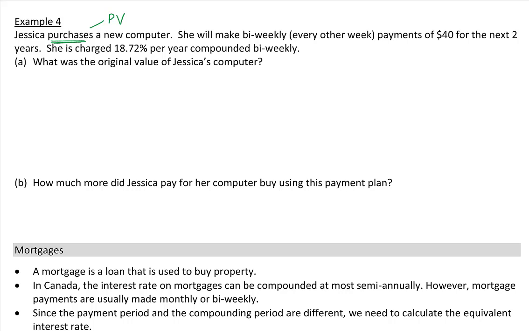And she's charged 18.72% per year compounded bi-weekly. What was the original value of Jessica's computer? What we're looking for is what's called the present value. So we have PV equals R times 1 minus 1 plus i to the negative n all over i. Same as the last few examples, we need the variables that are on the right side. So we need R, i, and n.